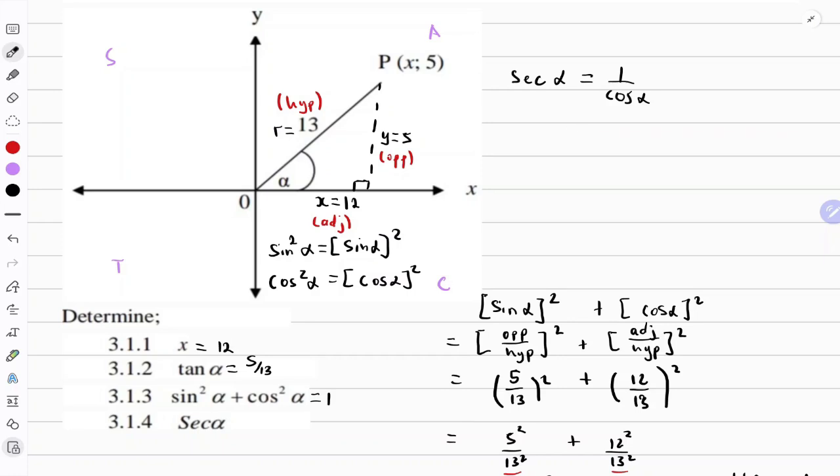So let's first start by defining cos of alpha. Cos of alpha is equal to the adjacent over the hypotenuse, which is equal to 12 over 13. Therefore, because sec of alpha is the reciprocal, its value is going to be 13 over 12.